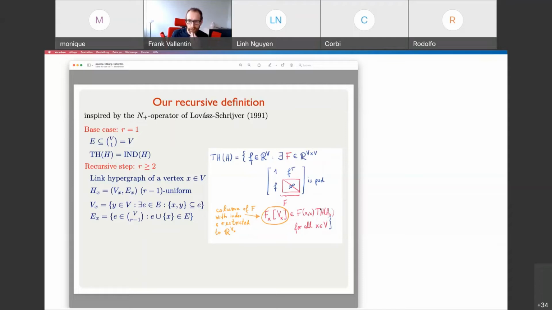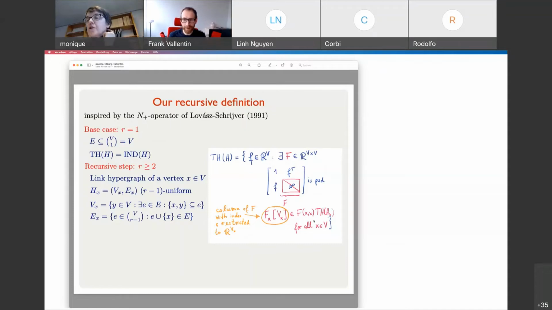If you know the N+ operator, this construction looks very familiar to you, because it's one of the two constraints which you use when defining N+. But now, because we're dealing with hypergraphs, it makes sense to take a look at the links, so it makes sense to restrict ourselves to vertices in V_x. Okay, so that's our recursive definition of the Lovász theta number for hypergraphs.